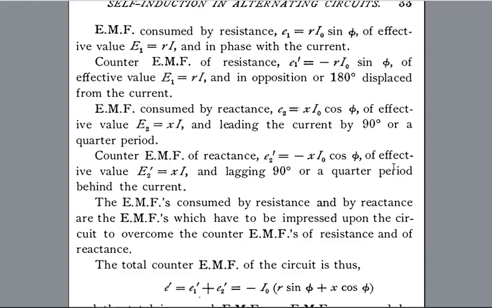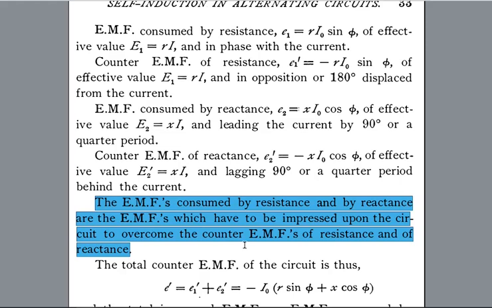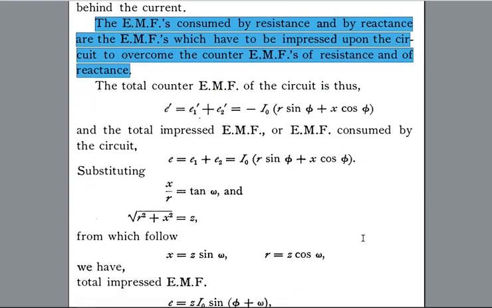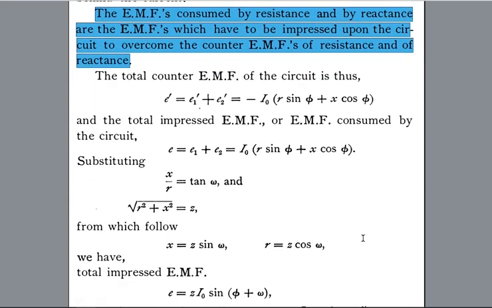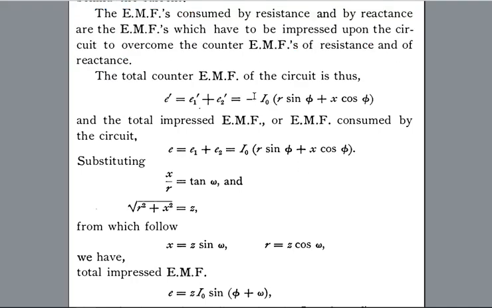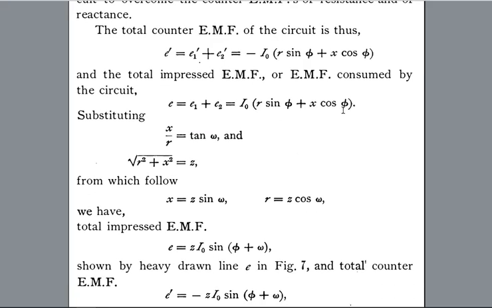The electromotive forces consumed by resistance and by reactance are the electromotive forces which have to be impressed upon the circuit to overcome the counter-electromotive forces of resistance and of reactance. The total counter-electromotive force of the circuit is thus E prime equals E1 prime plus E2 prime equals negative I naught times the quantity R sine phi plus X cosine phi. And the total impressed electromotive force, or electromotive force consumed by the circuit, E equals E1 plus E2 equals I naught times the quantity R sine phi plus X cosine phi.